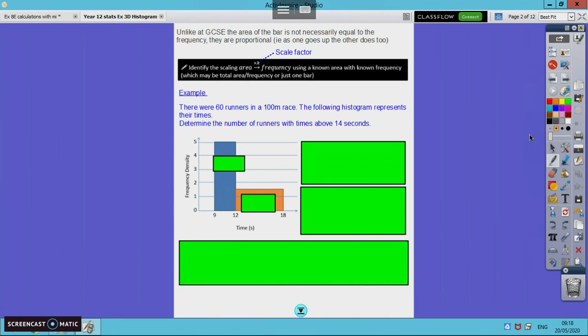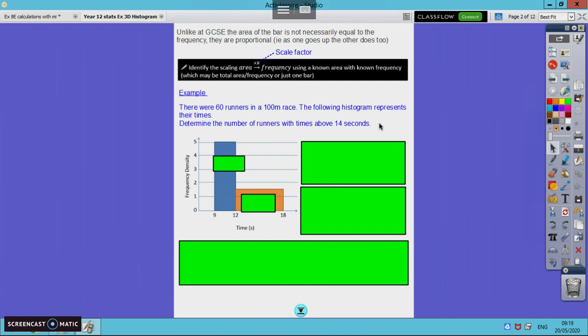So we know the total frequency for this histogram. We're told it. There are 60 runners in total in a 100-meter race, and their times get represented in this histogram. Determine the number of runners with times above 14 seconds.